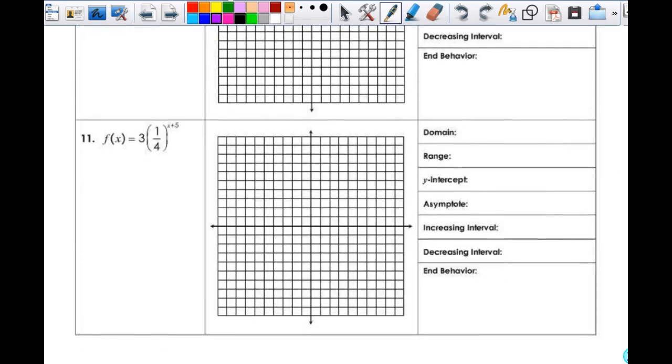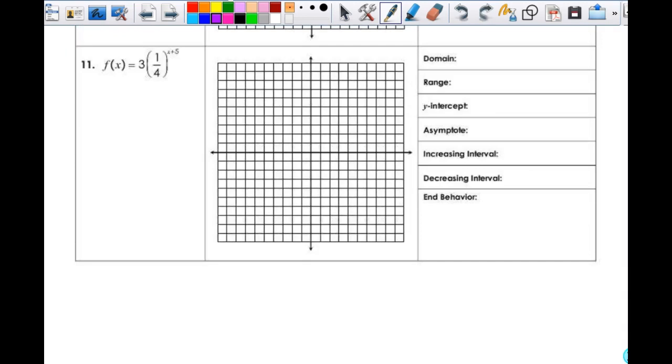All right, let's look at number 11. So first thing I need to do is identify my parent function. That's going to be f of x equals what? 1/4, good, to the x power. And when you have a fraction, you need to put it in parentheses. Otherwise, the exponent's just going to look like it goes with the numerator, and that's not okay.